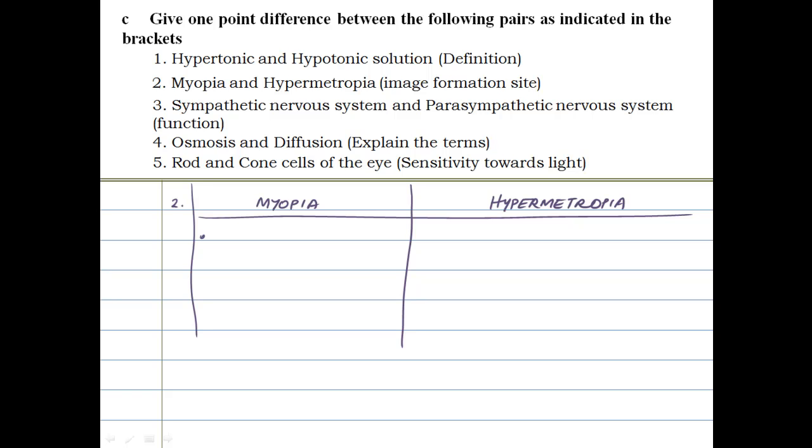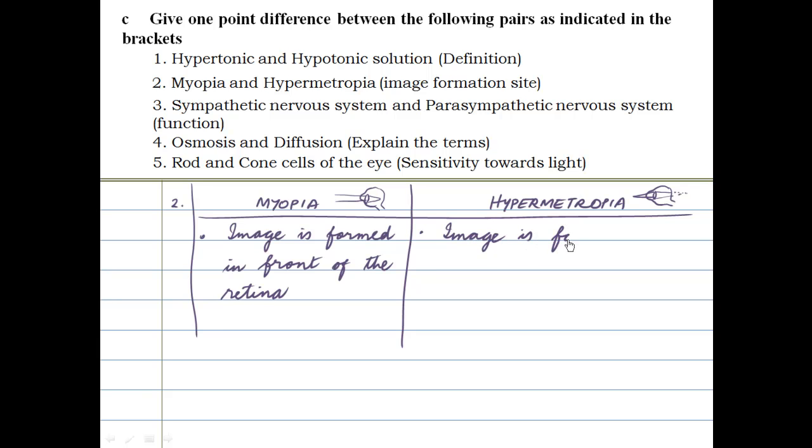Myopia is short-sightedness, which means in myopia, a person is able to see close by objects. But when the person looks at far-off objects, which we depict like this, the image falls short of the retina. Whereas in the case of long-sightedness, this person can see far-off objects, but when this person looks at close by objects, the image falls beyond the retina. So there you have your answer. Image is formed in front of the retina and in this one the image is formed behind or beyond the retina.